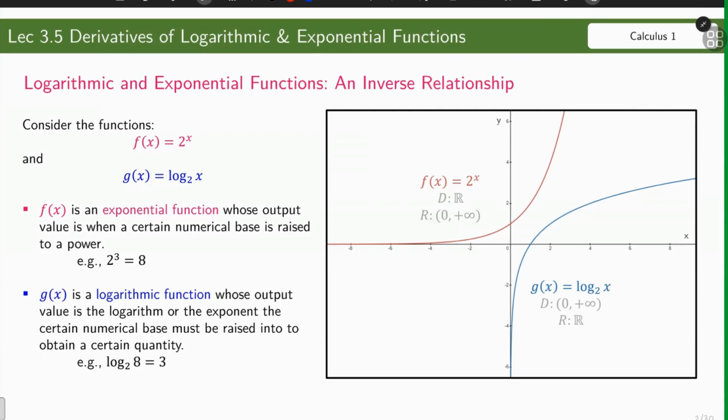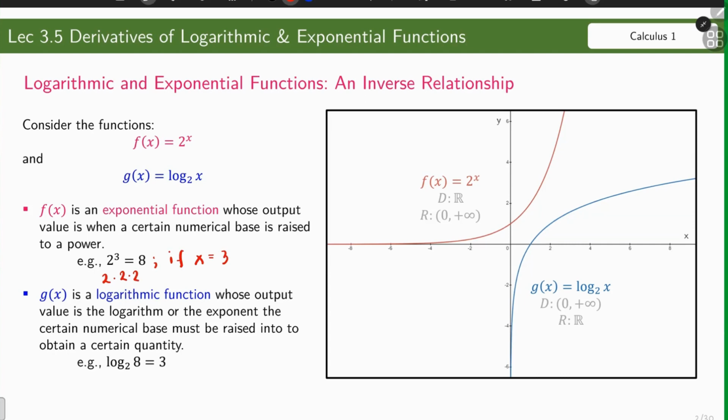Consider the functions f of x is equal to 2 raised to x and g of x is equal to the logarithm of x to the base 2. f of x is an exponential function whose output value is obtained when a certain numerical base is raised to a power. For example, 2 raised to 3 is equal to 8. It means that 2 will be multiplied to itself 3 times. That is the use of the exponential function.